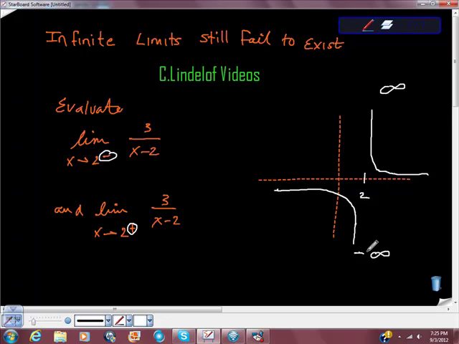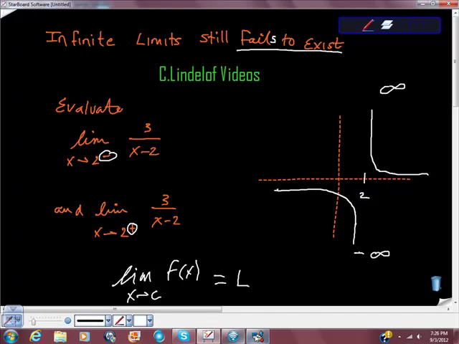What I hear people saying is, "Oh well, Professor, the limit approaches negative infinity from one side and then positive infinity from the other side." That's true, but the limit still fails to exist, and let's look at why that's true. Remember, if a limit exists, then the limit of f of x as x approaches c from either side approaches L, where L is some real number.